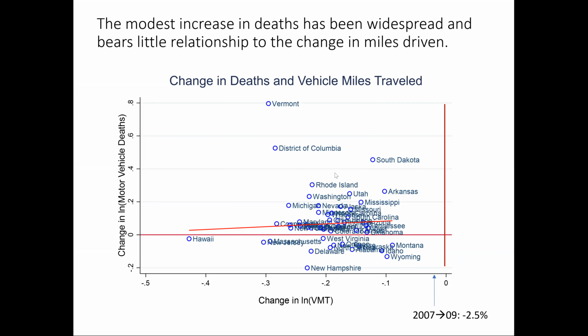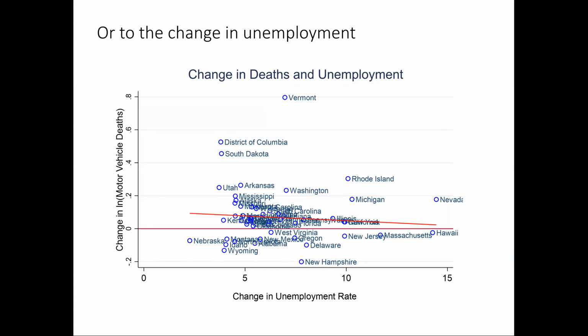And part of my hypothesis, maybe these declines were so big that you get a different response when the roads are really clear versus only slightly clearer. So maybe there's a nonlinear response. I have not looked at that at all, but I'm gearing up to try and do that.